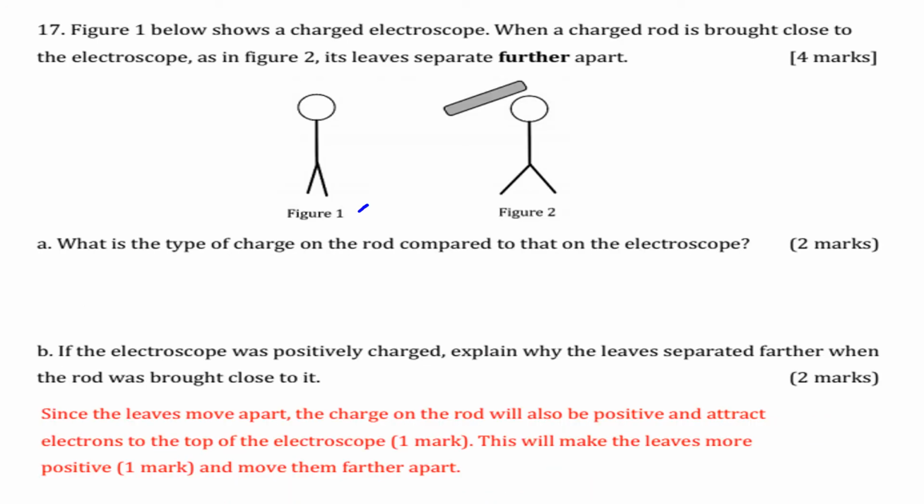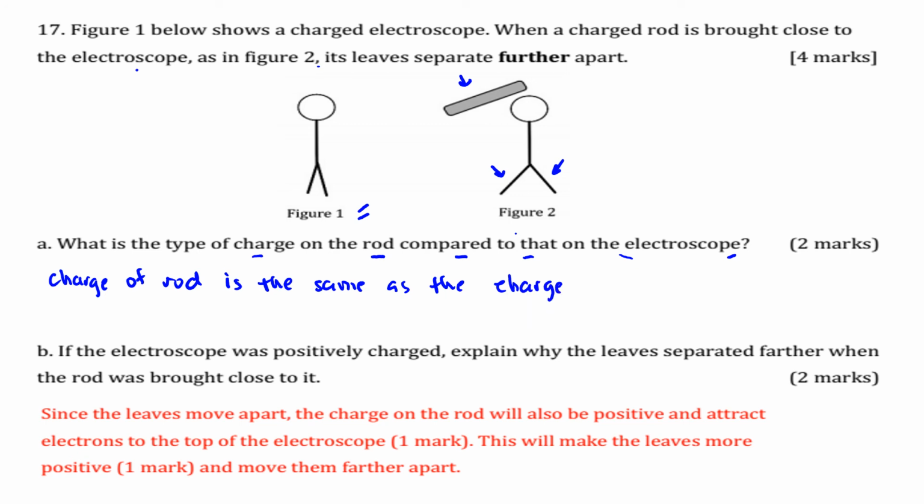Figure 1 below shows a charged electroscope. When a charged rod is brought close to the electroscope, as in figure 2, its leaves separate further apart. What is the type of charge on the rod compared to that on the electroscope? Since it actually caused the leaves to repel, we could say that the charge of the rod is the same as the charge on the electroscope, again for the reason that the leaves of the electroscope separate further apart.